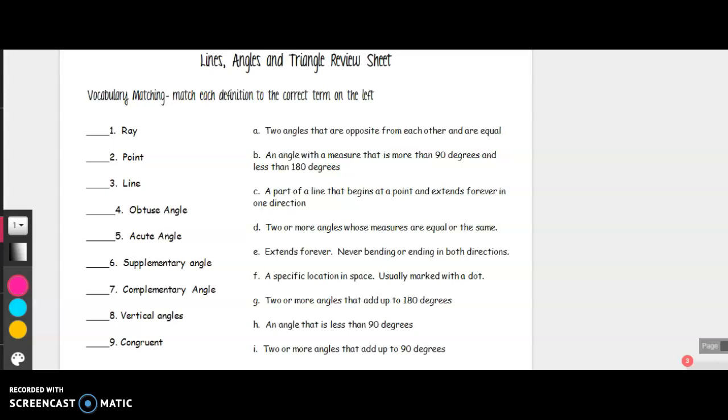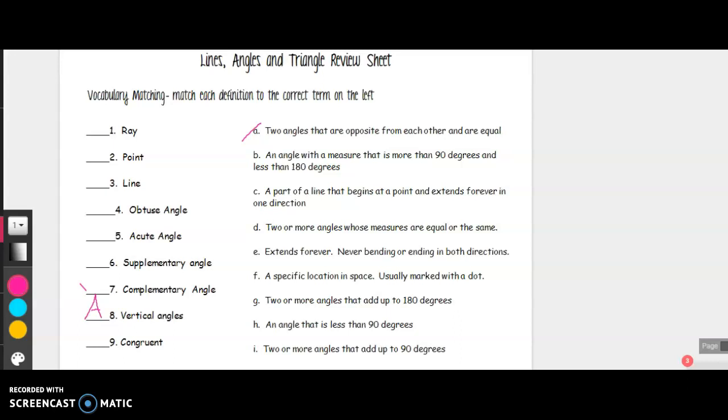So the first part of your review sheet is going to be some vocabulary, and you will have vocabulary on the test. So I'm going to actually go from the definitions and then find the word. Two angles that are opposite from each other and that are equal, that's called a vertical angle. So number 8 is vertical angle, so I'm going to put a letter A and cross off letter A.